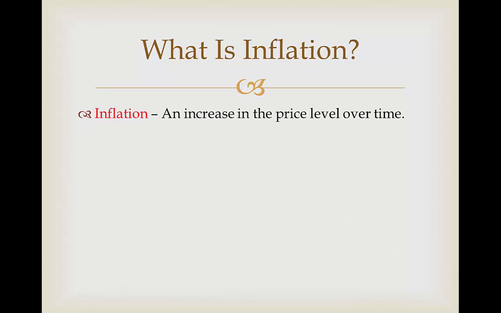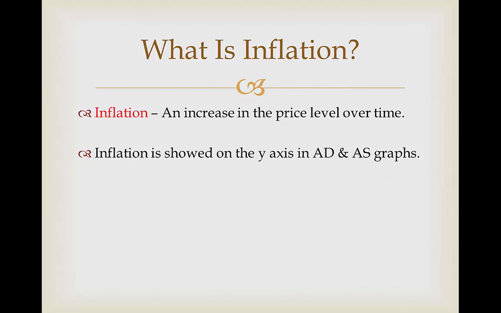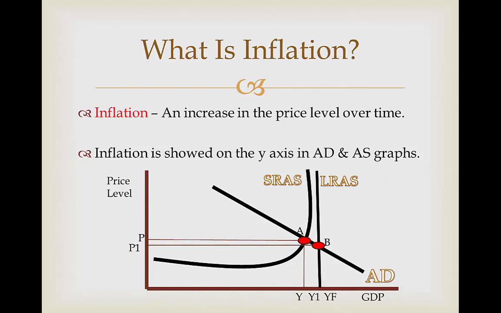What is inflation? Inflation is quite simply an increase in the price level over time. So inflation is shown on the y-axis of our AD and AS graphs, which we've looked at earlier on in the course. As we can see, price level is pretty much synonymous with inflation, and if we have an increase in AD, the likelihood is we are going to see a decrease in the level of inflation if we have a movement along the curve, which we can see from a shift from point A to point B.